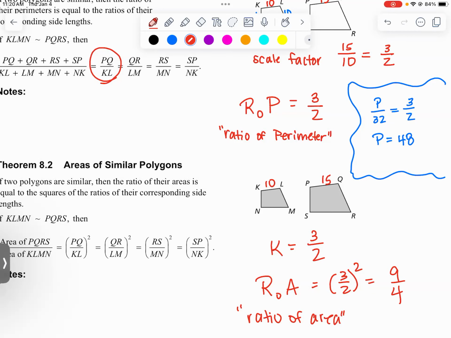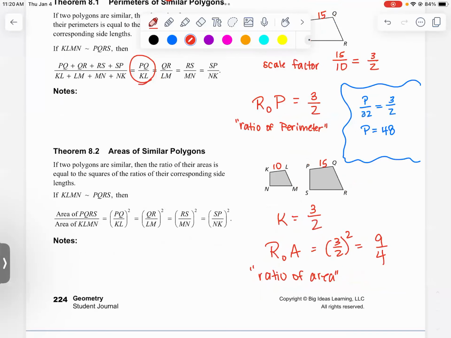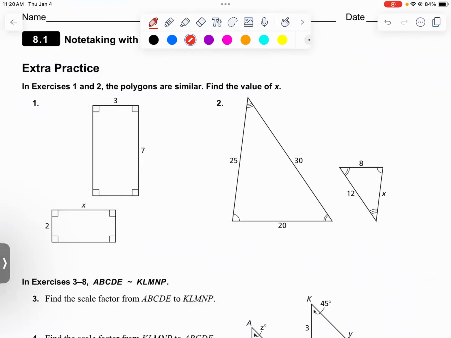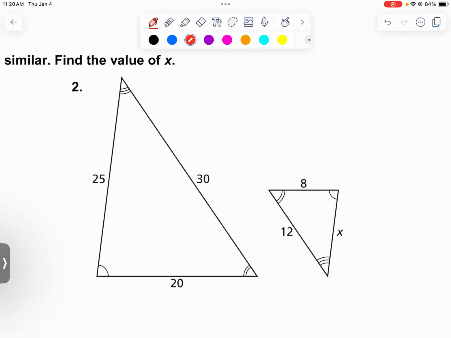All right. So that's what we're gonna do. We're gonna go to that next page. We're gonna look at a couple examples. Okay. And number 2, we need to find X.